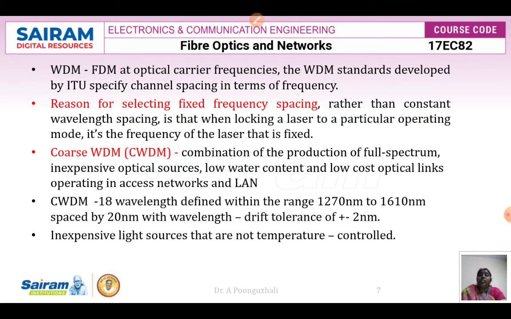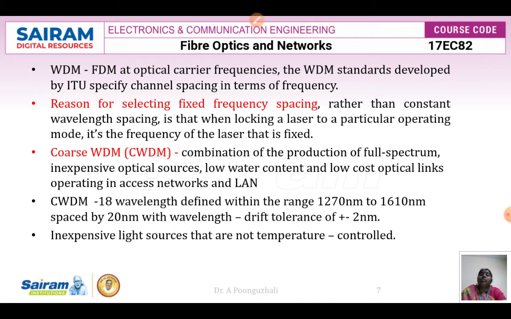Now we are going to see what is the relationship between wavelength division multiplexing and frequency division multiplexing. Both in wavelength division multiplexing and frequency division multiplexing, we are going to use optical carrier frequencies. When I use optical carrier frequencies, we define the standard channel spacing in terms of frequency. And this channel spacing has been defined by the standards; the International Telecommunication Union has already designed the channel spacing in terms of frequency there.